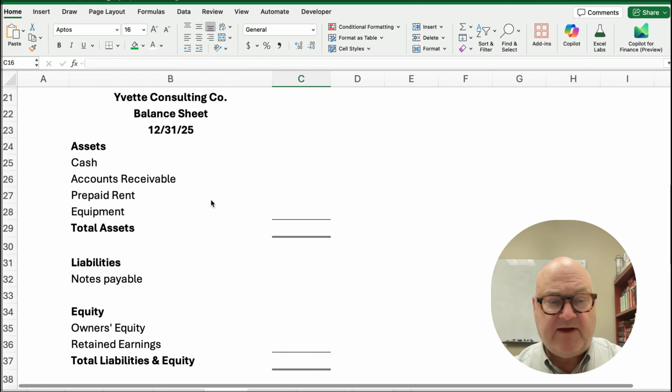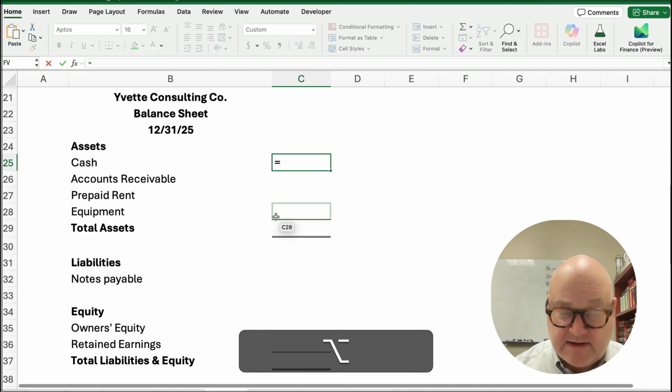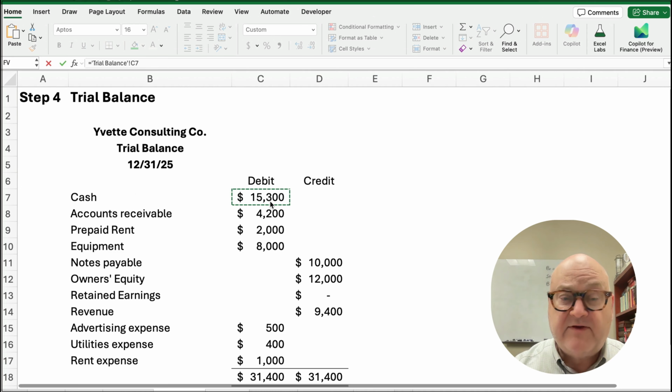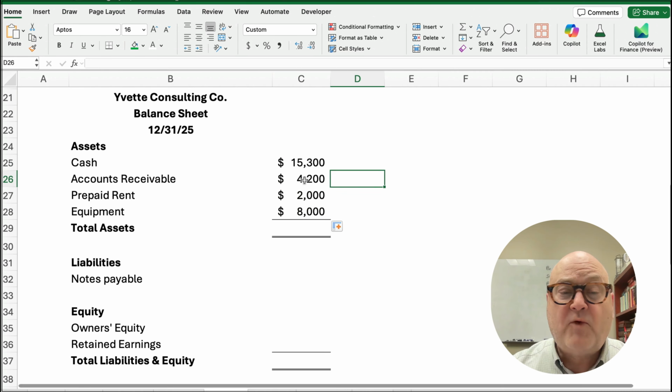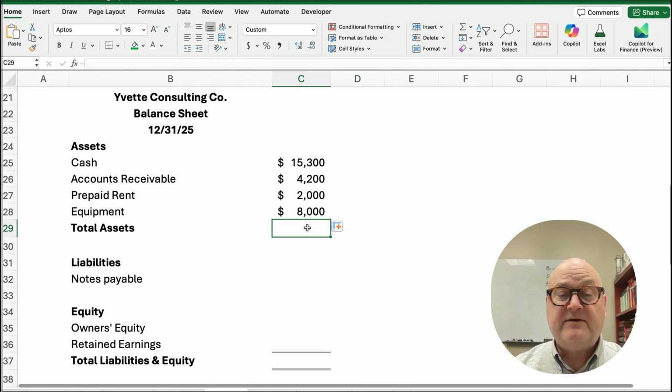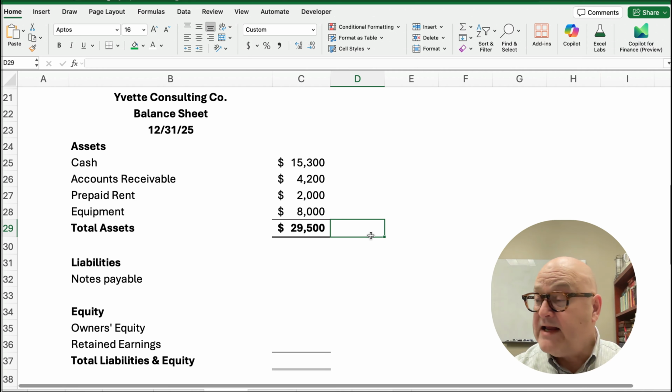So we're going to look at all the assets, all the liabilities, and all the equity. So cash is how much? Well, we'll go back to our trial balance. Our cash is $15,300. And our accounts receivable, I can just copy this down because I have it on the trial balance. Our accounts receivable is $4,200. Our prepaid rent is $2,000. Our equipment is $8,000. So what's our total assets? Our total assets are $29,500.